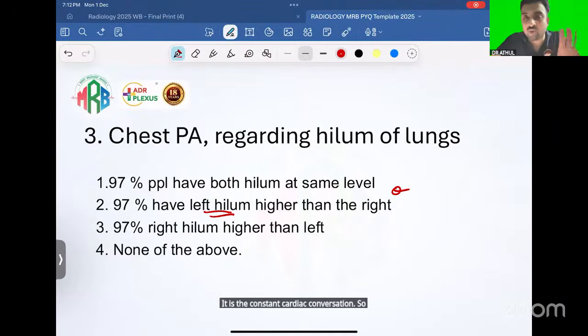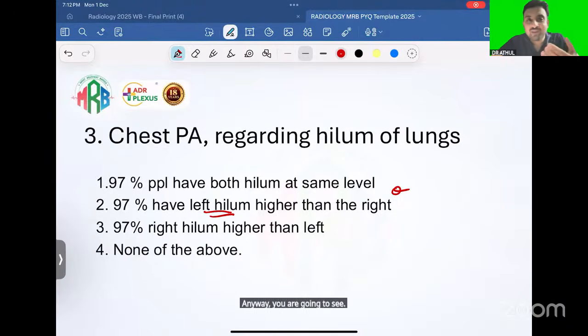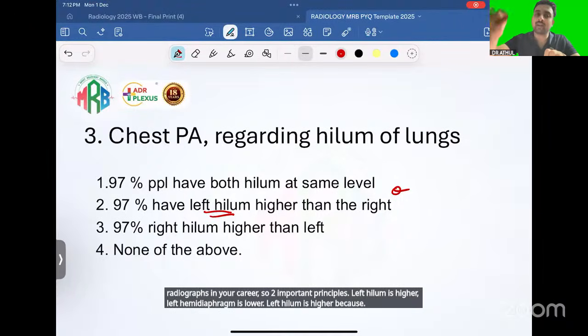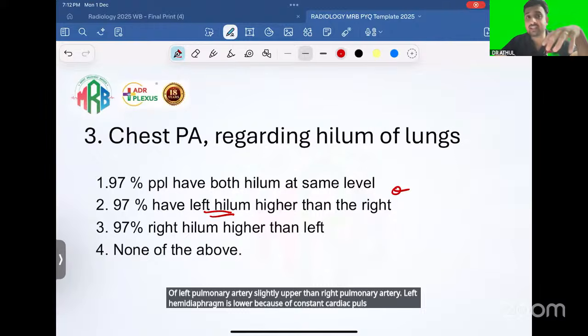So please be strong in two things, because anyway you are going to see any number of radiographs in your career. Two important principles: left hilum is higher, left hemidiaphragm is lower. Left hilum is higher because the left pulmonary artery is slightly upper than the right pulmonary artery. Left hemidiaphragm is lower because of constant cardiac pulsation. Don't think that the liver is pushing it up. Okay, so two points from this slide.